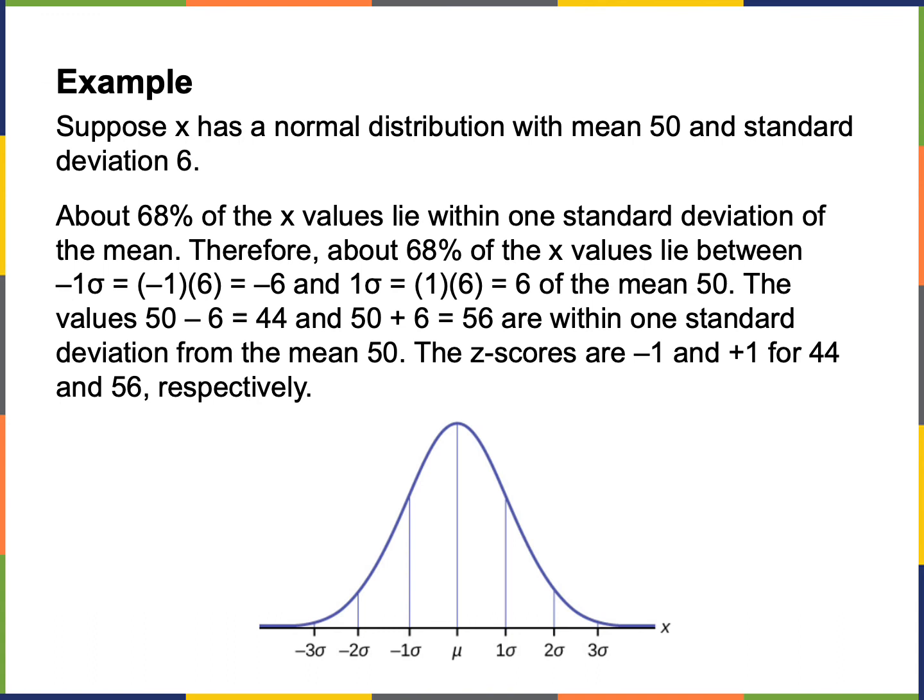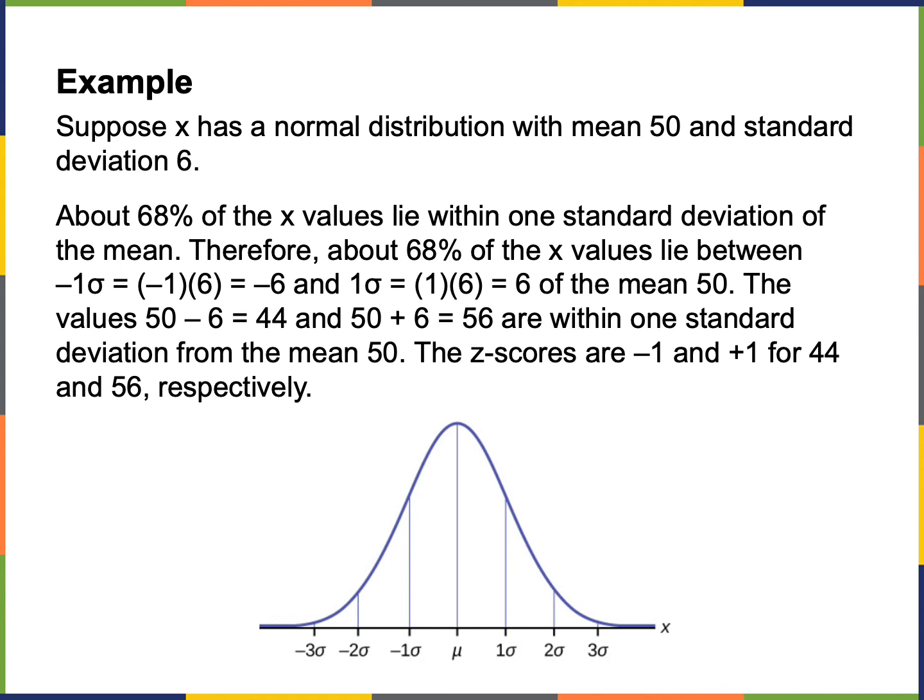Okay, so let's do a super fun example. Suppose you have X that has a normal distribution with mean 50 and standard deviation 6. Here that means that 68%, according to the empirical rule, 68% of the X values lie within 1 standard deviation of the mean, right? So that's this distance underneath the curve, from here to here. So from here to here, 68% of the values.